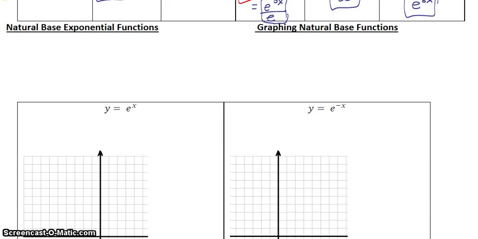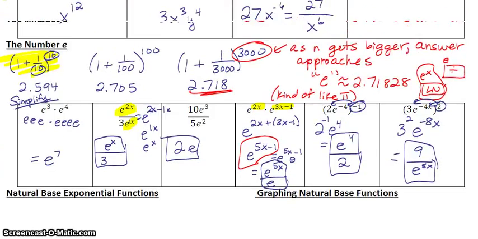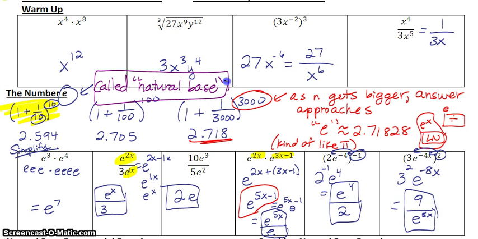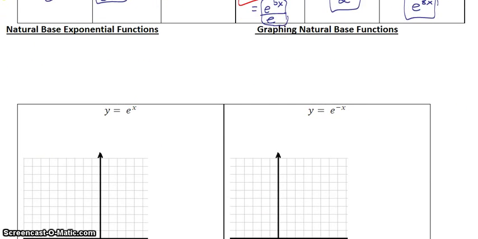Okay, so a natural base exponential function, and by the way, I didn't even say this earlier, let me scroll back up. The number e, that is called the natural base. So if something in your book talks about the natural base, they're talking about the number e. We're going to make a general formula like we did when we were doing 8.1 and 8.2. So here I've got a times e to the x power. That's kind of my general formula.